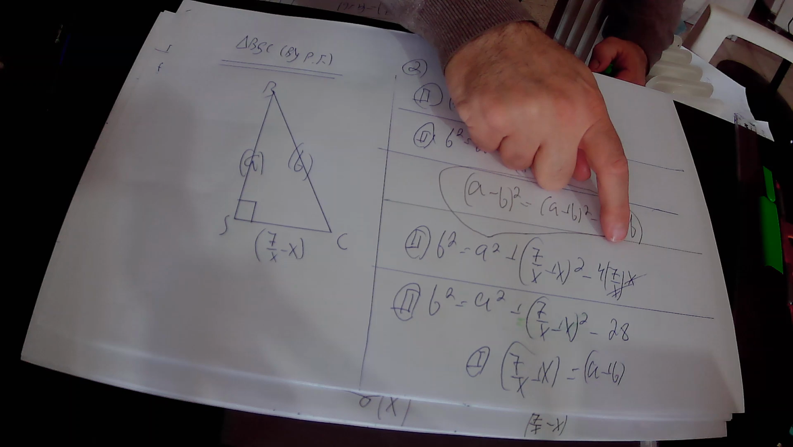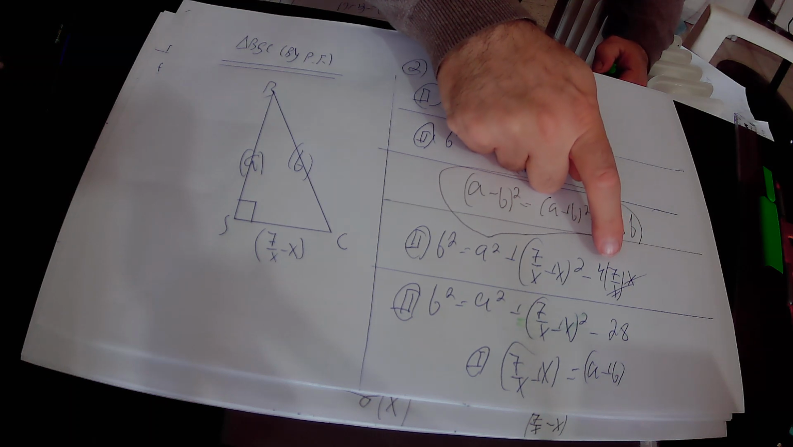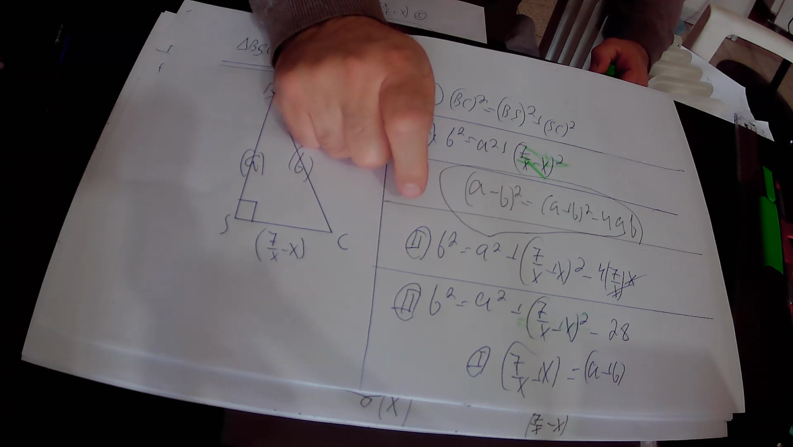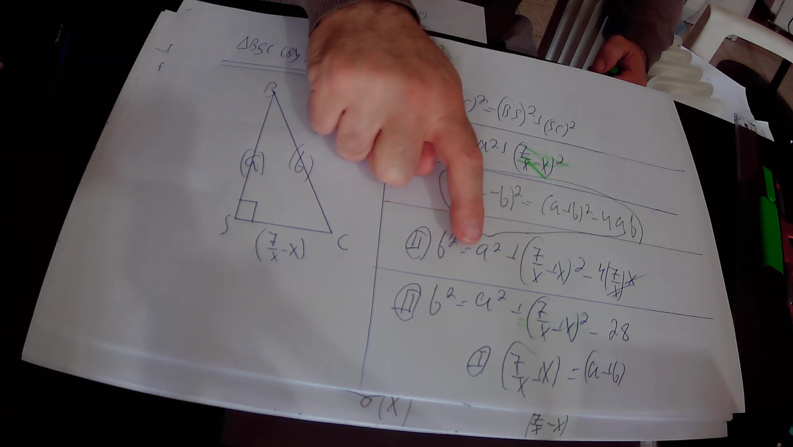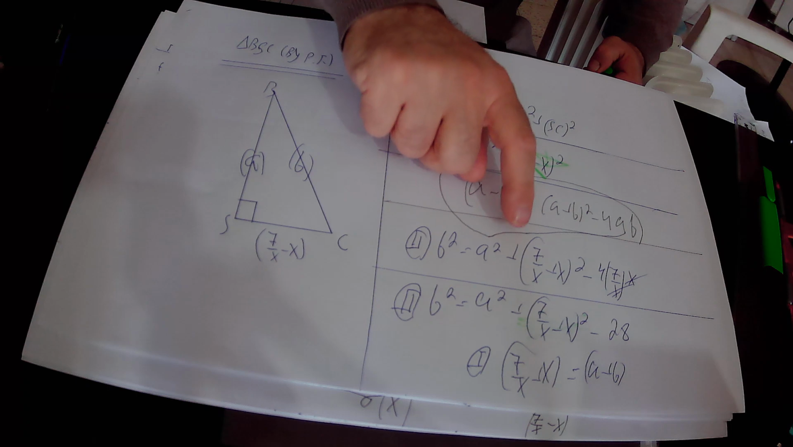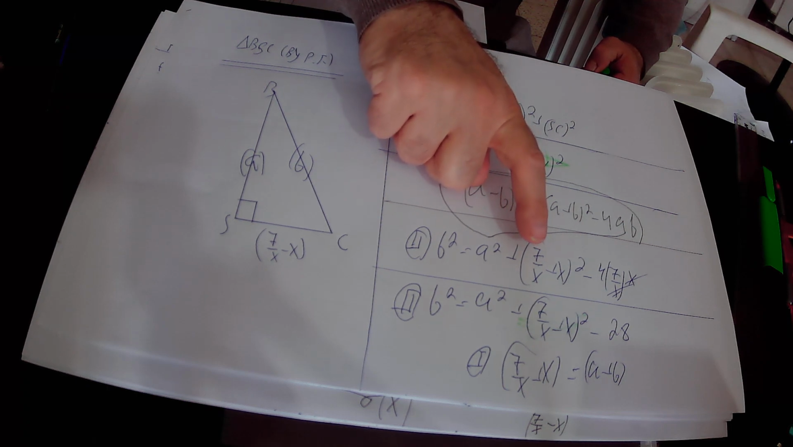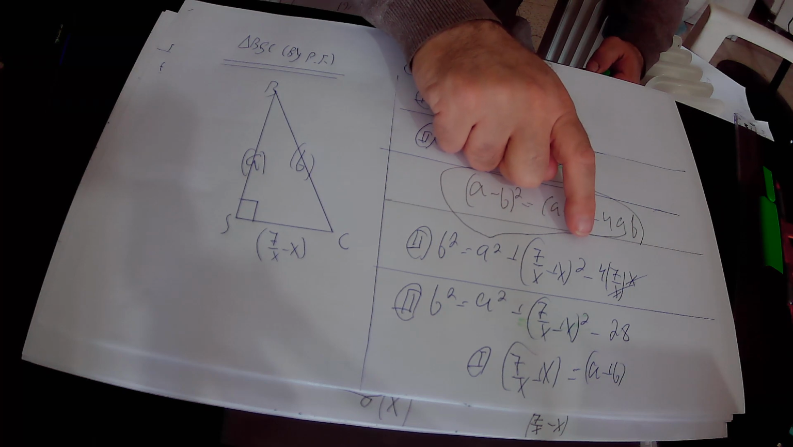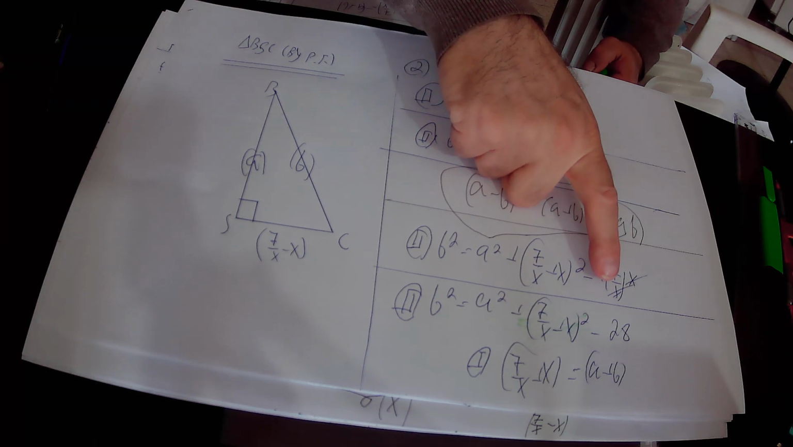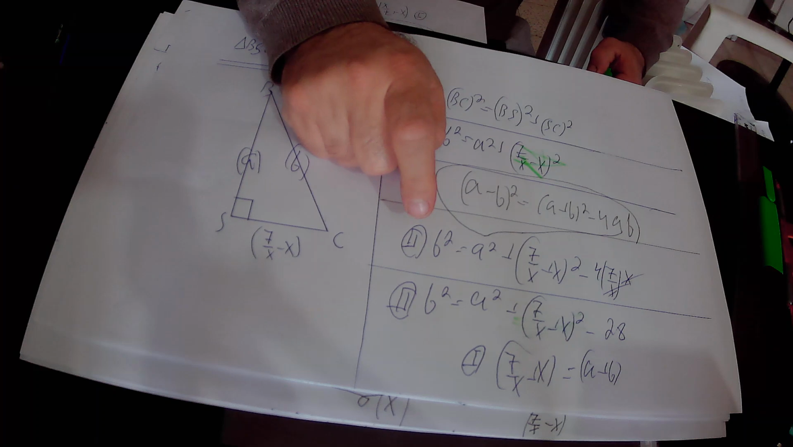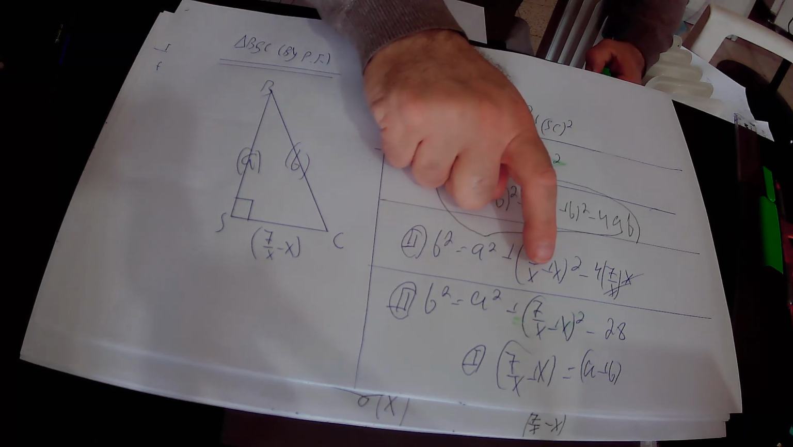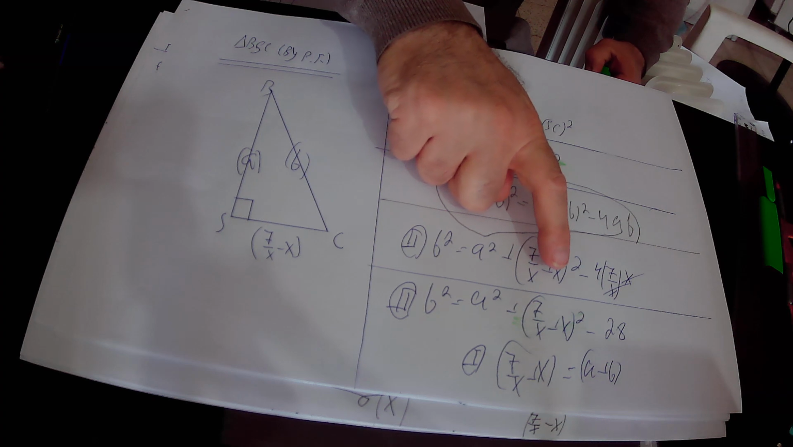Here we have X in the numerator and X in the denominator, so X will get cancelled. So according to equation 2, we should find out that B squared equals A squared plus (7 over X plus X) squared. Here X gets cancelled, and we are left only with minus 4 times 7, that is minus 28. So B squared equals A squared plus (7 over X plus X) squared minus 28.